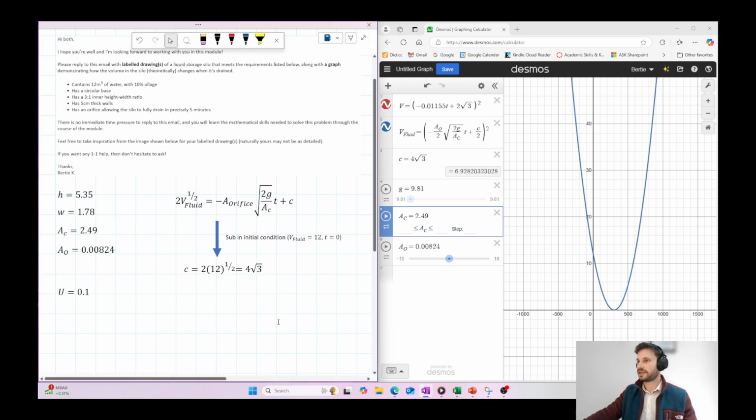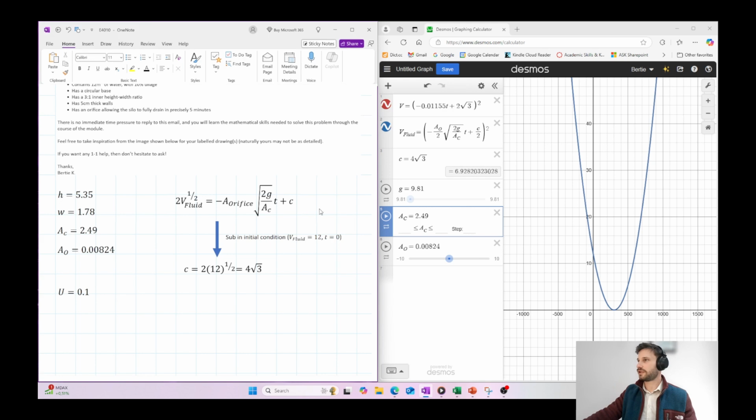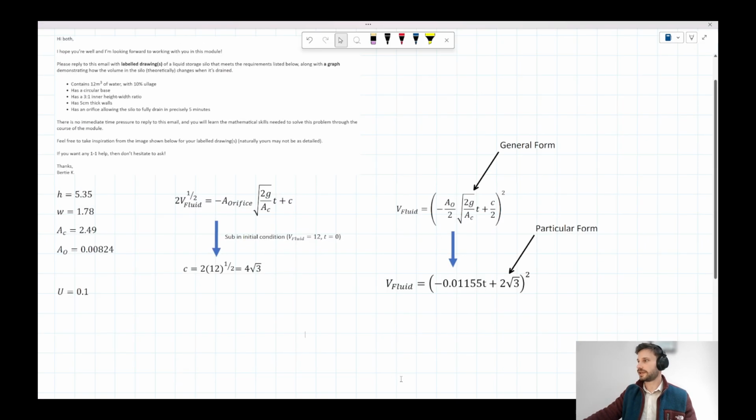The reason why is because take note of the fact here that C, when we found C, it is a function of the initial fluid in the cylinder. We said, in order to determine C, we're going to sub in our initial condition here, so we understand that when T is equal to 0, the volume of the fluid is 12, so we can substitute those values in and solve for C. But what if the initial value of the fluid wasn't 12? How could we generalize this?